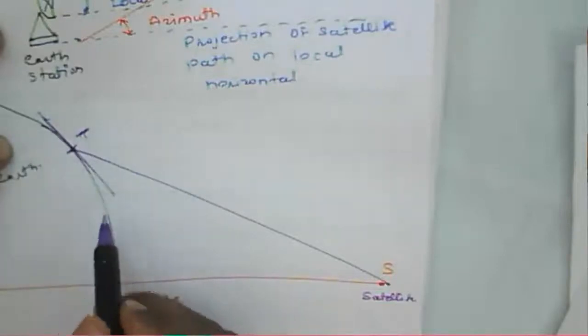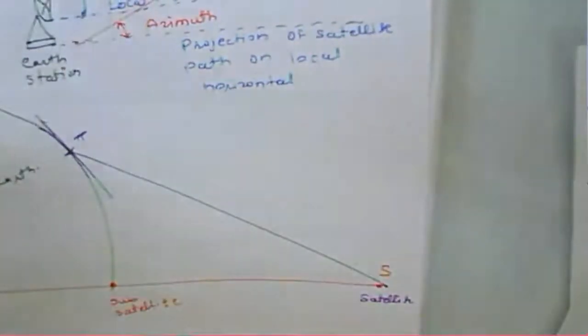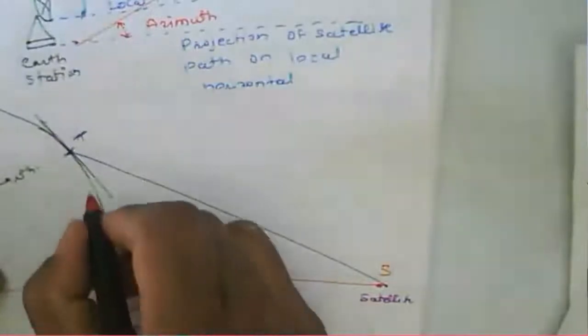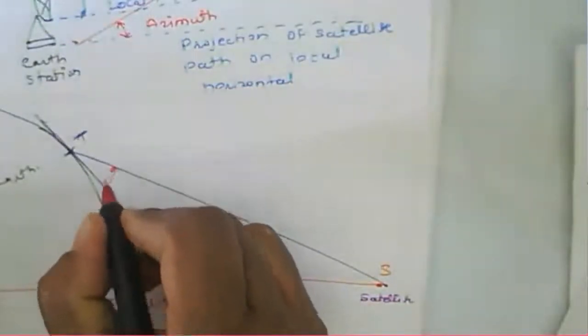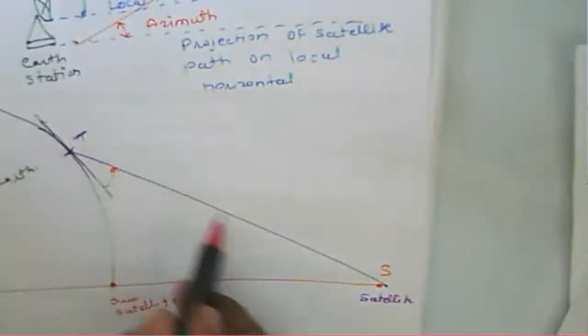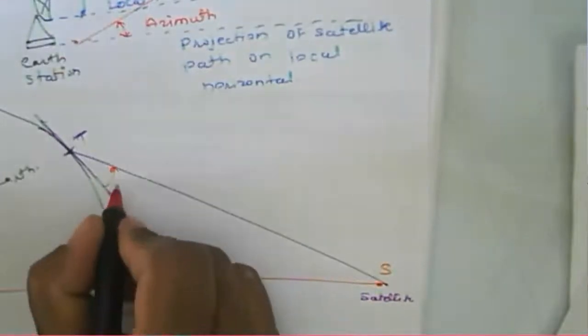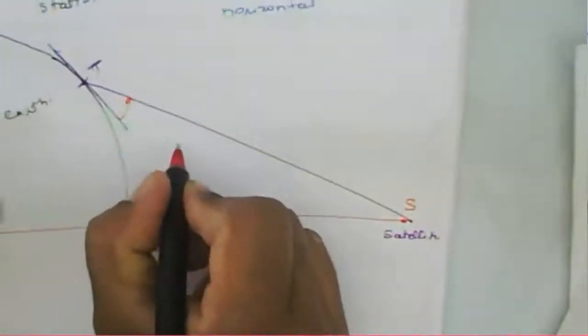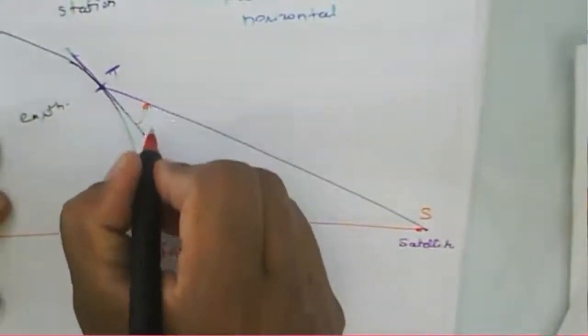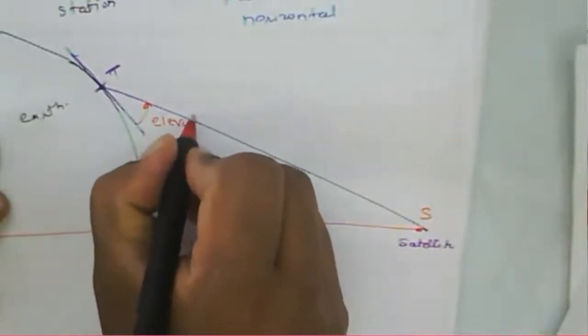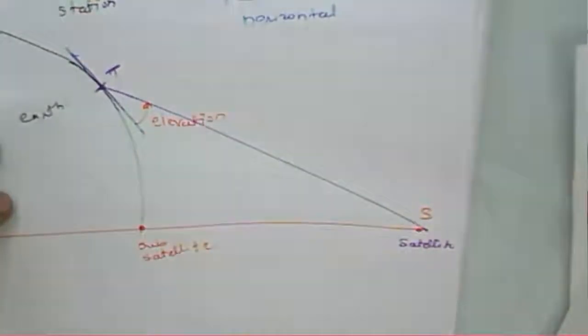Okay, the line joining from this Earth station to the satellite, and the angle it makes with the local horizontal, this particular angle is called the elevation. Okay, this particular angle is called the elevation.